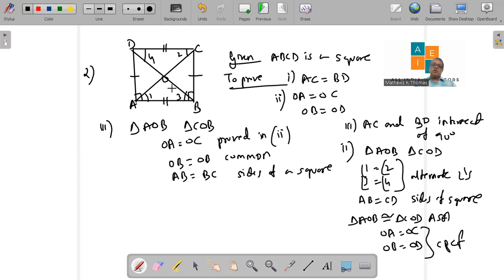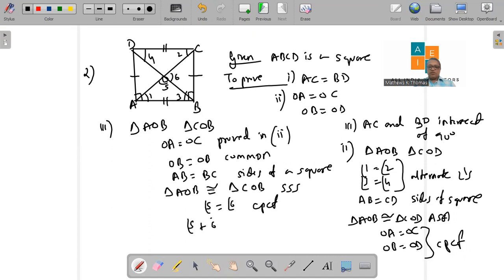So we've got triangle AOB and triangle COB congruent by SSS. And if the triangles are congruent, then I can say these two angles are equal by CPCT. So let me say these are 5 and 6. They are equal by CPCT.